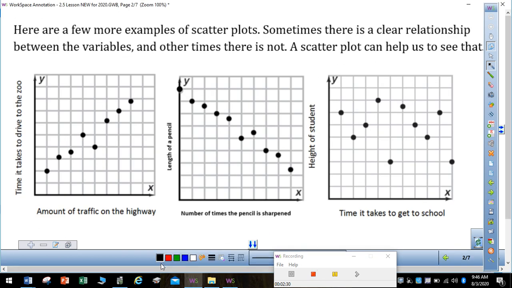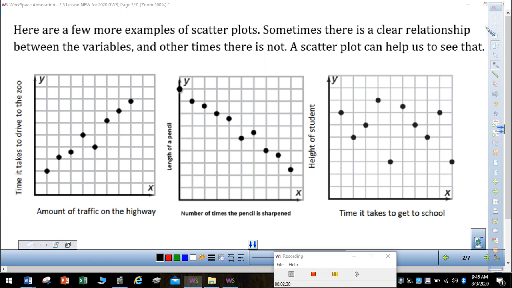So we're going to look at a few more examples of scatter plots. Sometimes there's a clear relationship between the variables, other times there's not. A scatter plot can visually help us to see that. So looking at the first graph here, we're looking at the amount of traffic on the highway compared to the time it takes to drive to the zoo. And it looks like as the traffic increases, the more traffic there is, the more time that it takes to get to the zoo.